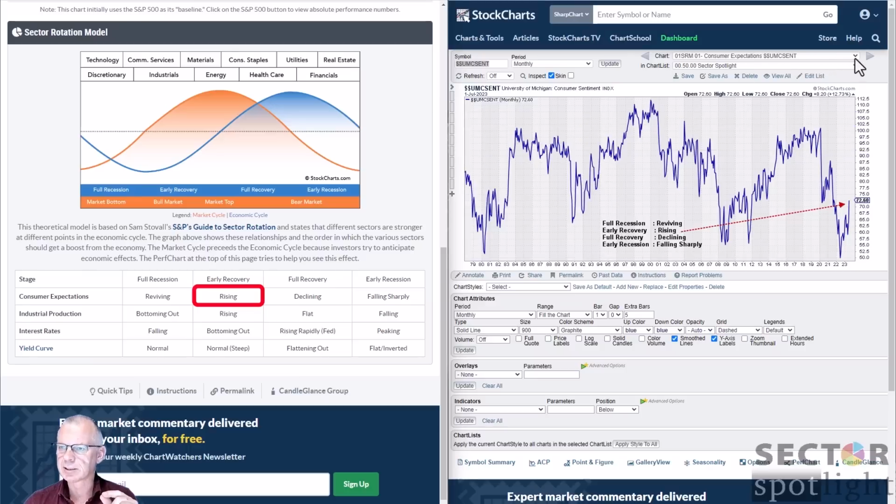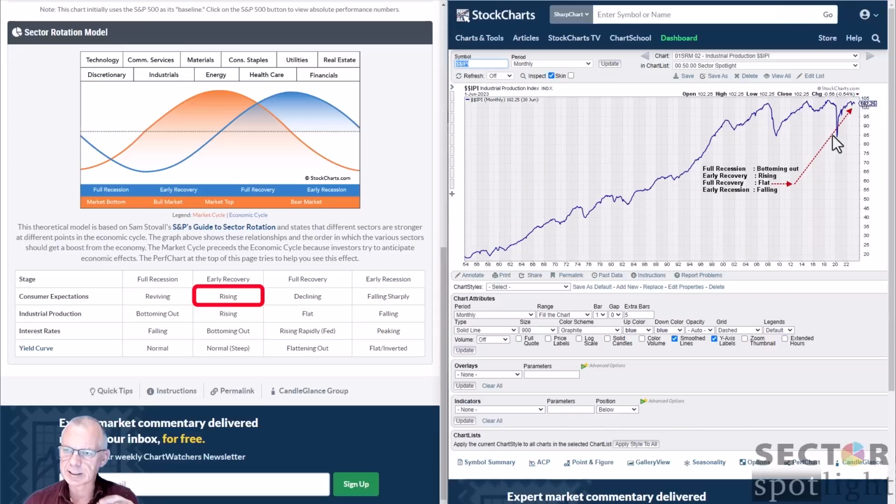The second indicator that we're going to look at is industrial production. I think we can say that that is flat. This is a very long chart. It goes back to 1954. So you can see that this is almost a year of almost nothing. So that is flat, and that would suggest a full recovery. So industrial production is flat, which aligns with a full recovery.